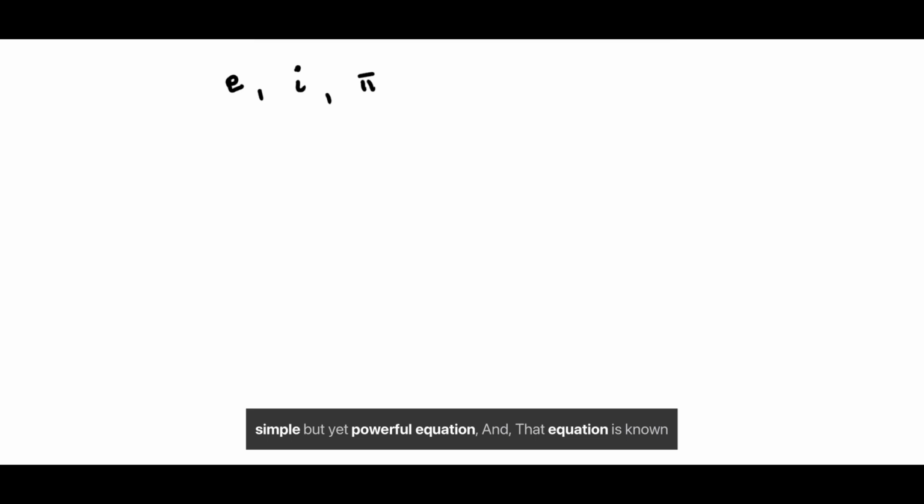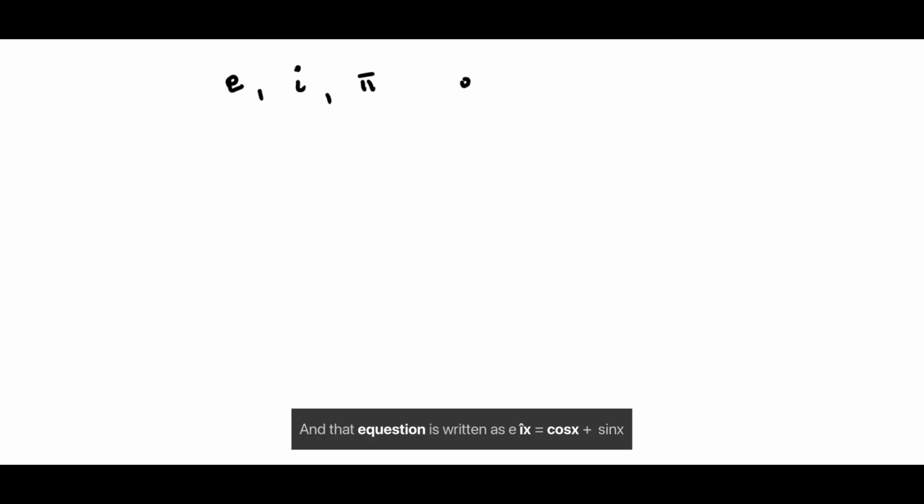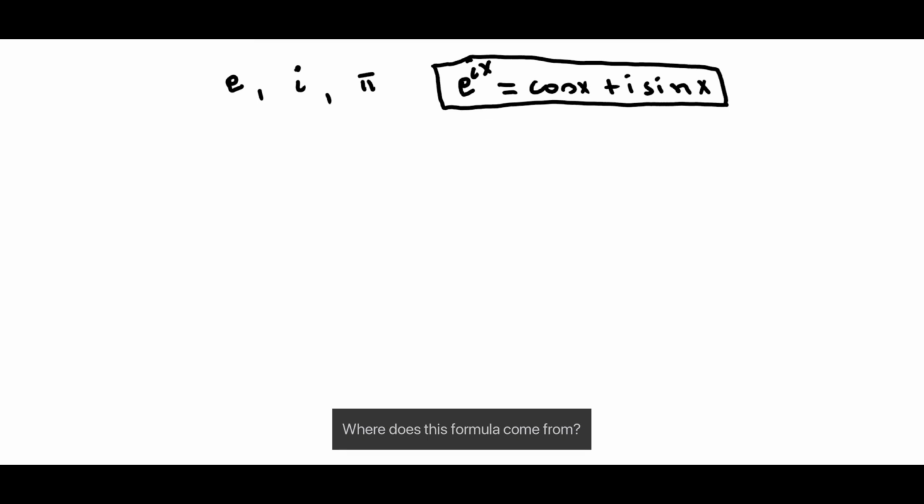simple but powerful equation, and that equation is known as the Euler formula, and that equation is written as e^(ix) = cos(x) + i sin(x). This is the Euler formula, but where does it come from? Where does this formula come from? In today's video, I'm going to break it down step by step.